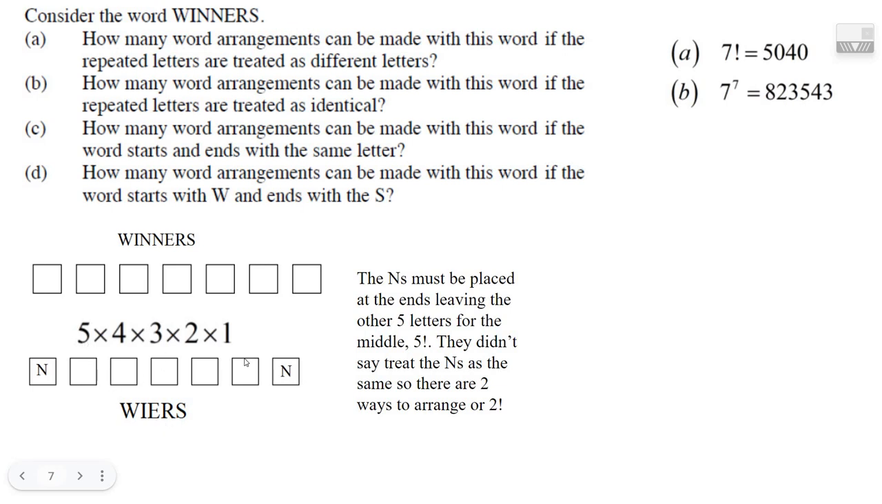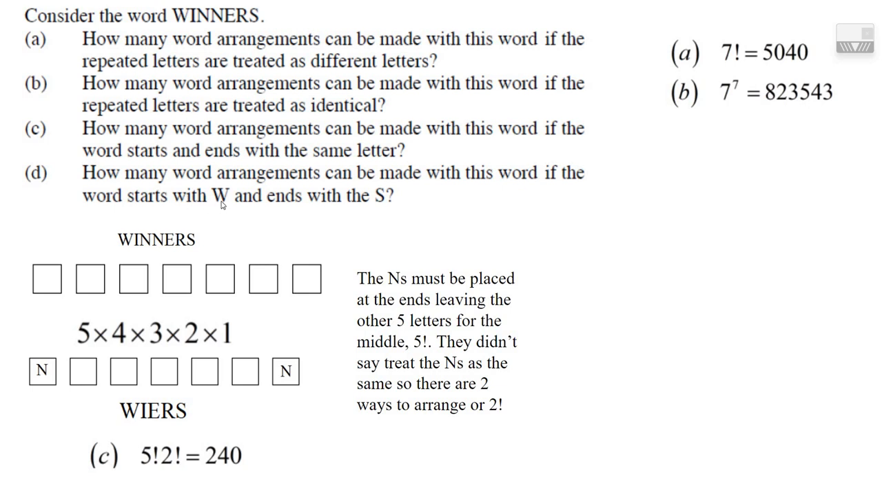The first time I did it, I went, yeah, 5 factorial, that's the answer. And I don't think so, because if they don't tell you that the N's are to be treated as identical, you better treat them as different. It feels a bit weird to me, because it feels like it would be the same, but it's not the same arrangement. If we treat them as different, there's 2 ways to do it, 2 factorial. So 5 factorial times 2 factorial, that's 240.